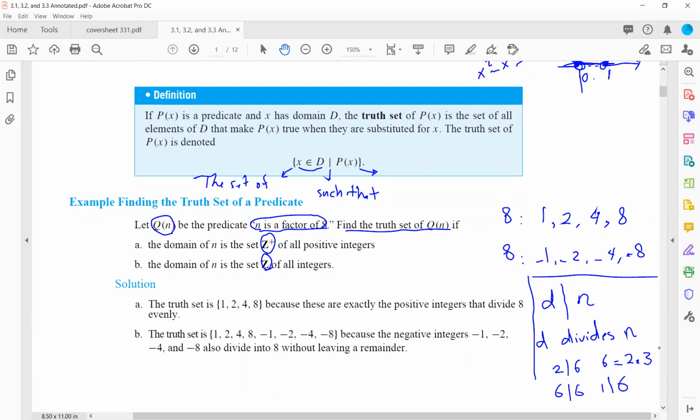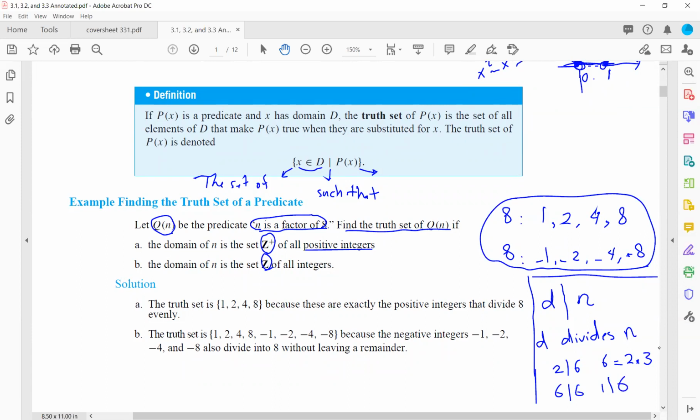6 is 1 times 6. These are all factors of 8. You can consider positive values and negative values. Okay, let's take a look at the first domain. It's all positive integers, positive counting numbers, or just N, natural numbers. So the factors that you can consider are 1, 2, 4, and 8.